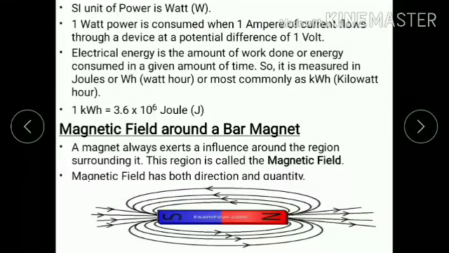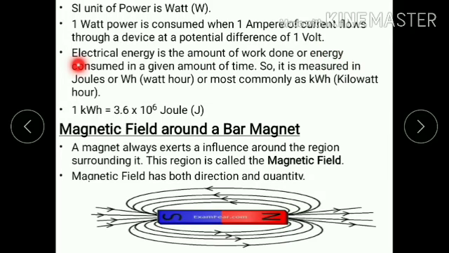Now shift to the next slide. The SI unit of power is watt. You should know about it. SI, the scientific international unit, is watt. 1 watt of power is consumed when 1 ampere of current flows through a device at a potential difference of 1 volt.